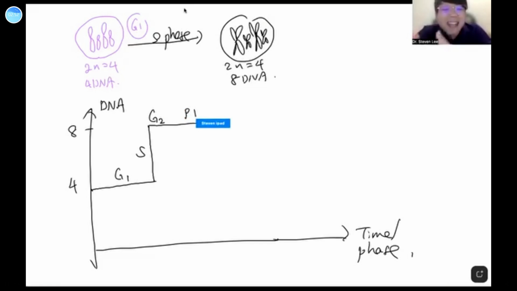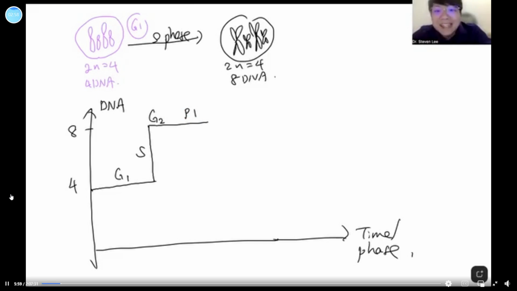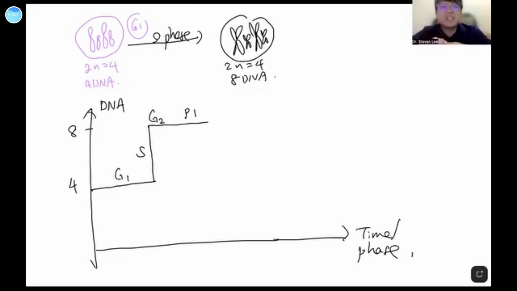So in prophase 1, is there any change in the number of DNA? Well, what happens is that the nucleolus disappears, the nuclear membrane disintegrates, the spindle fibers are formed, they do synapsis and crossing over, but generally there's no change in the number of chromosomes or the DNA. So it remains at that. What about metaphase 1? In metaphase 1, is there any change in the DNA? It's just a phase of arrangement, so there's no change in the DNA number as well.